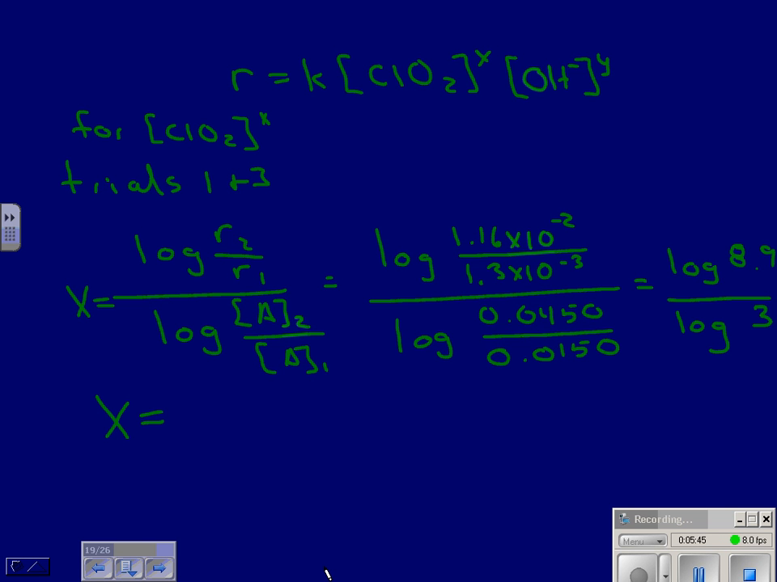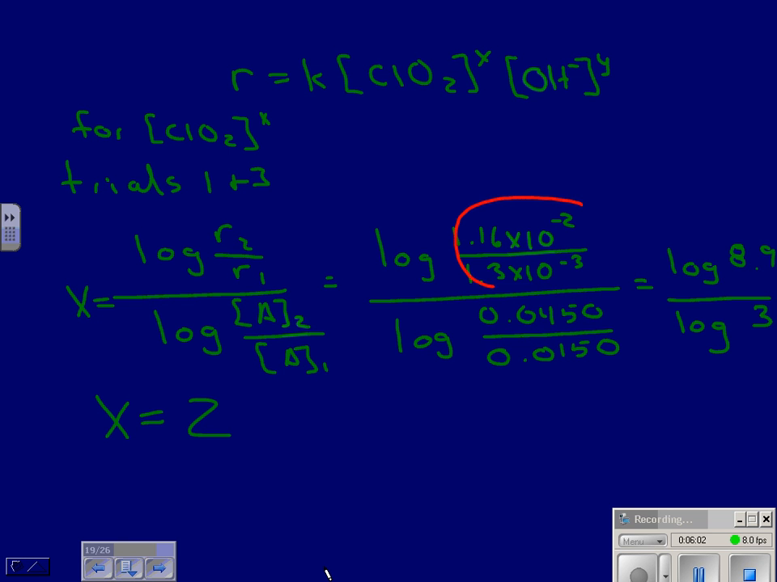Which essentially is 2. For our purposes, that's a 2, which means our x is a squared. It's a squared relationship, and we can see that by looking at our differences right here.